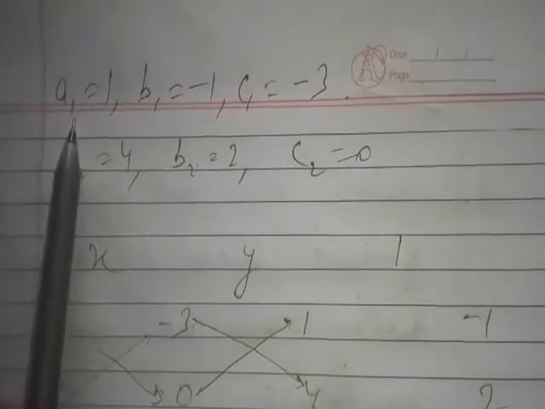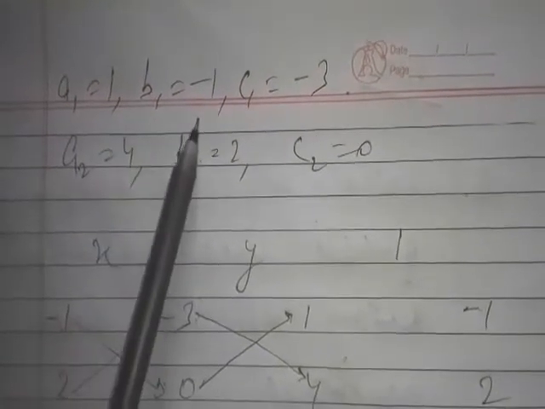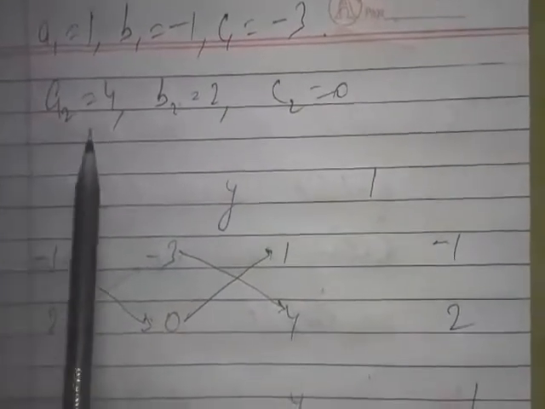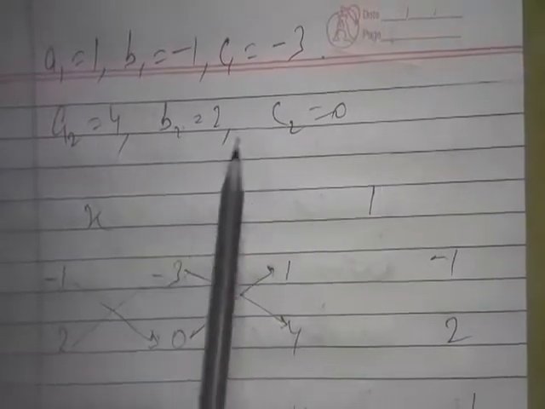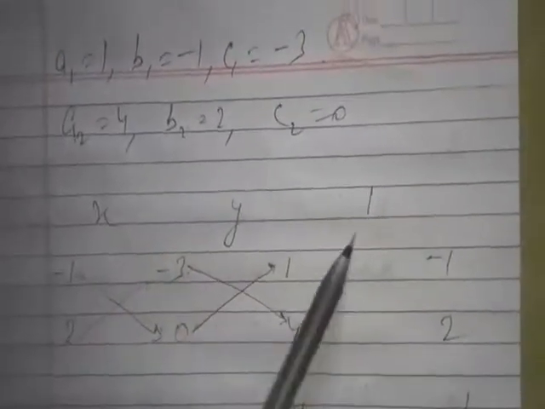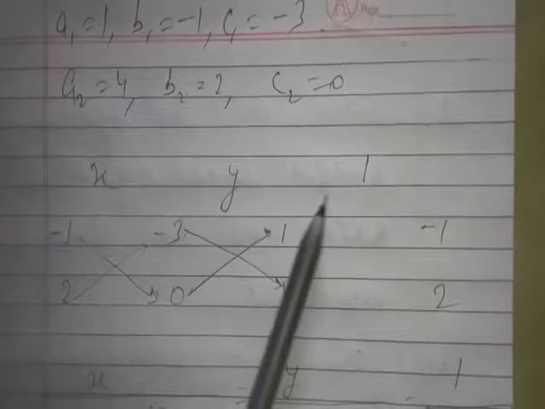Now A1 is equal to 1, B1 is equal to minus 1, C1 is equal to minus 3, A2 is equal to 4, B2 is equal to 2, and C2 is equal to 0. Now these coefficients will be arranged over here with the variables and the constant.